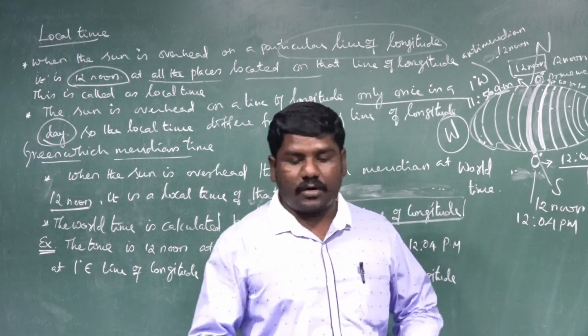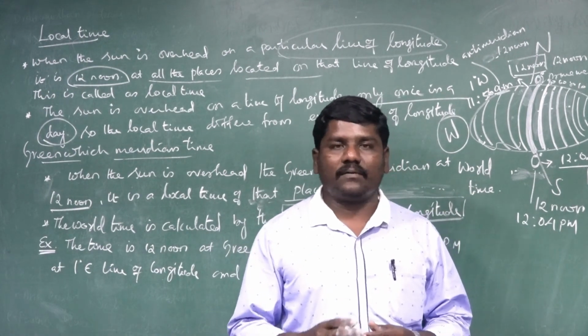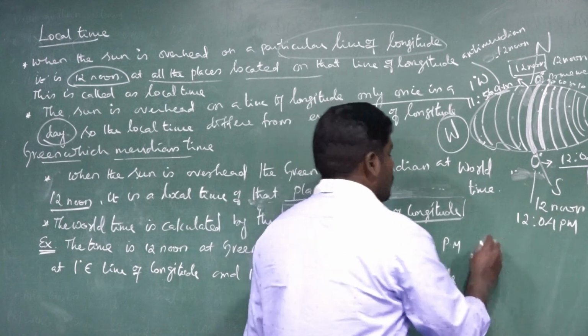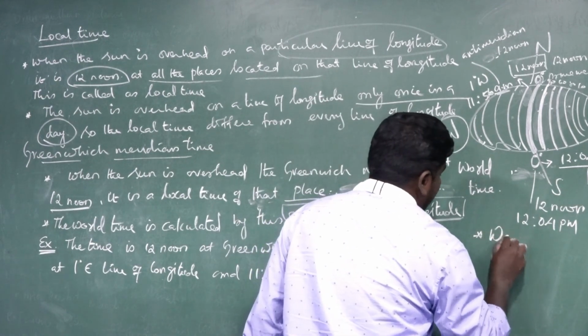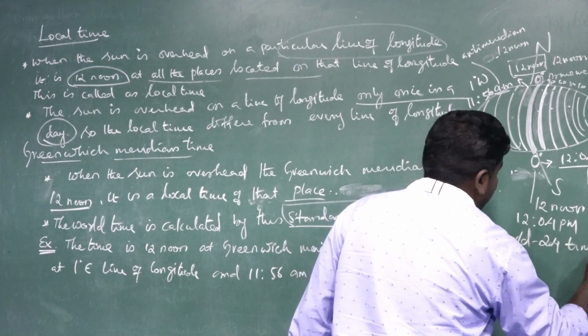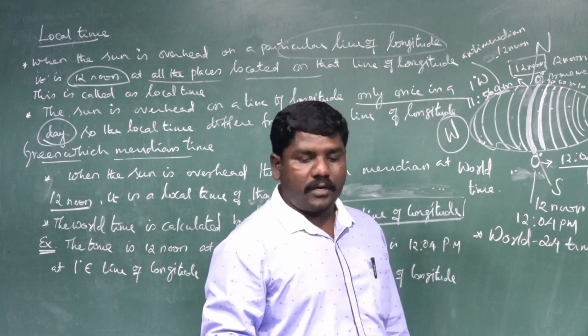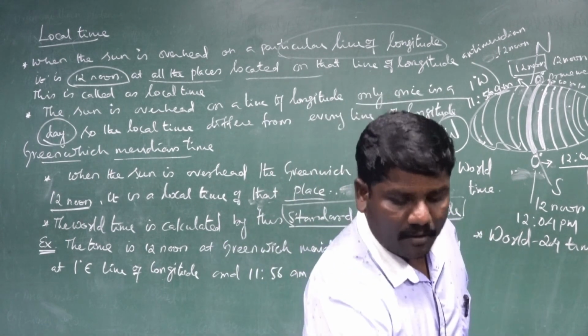The world has 24 time zones. How many time zones are present in the world? 24 time zones are present.